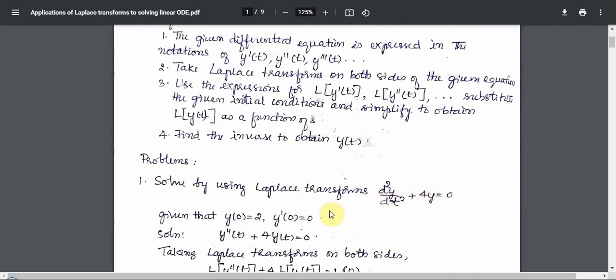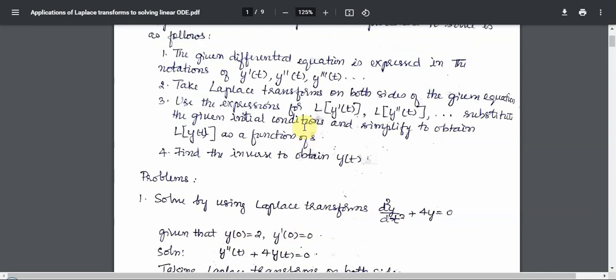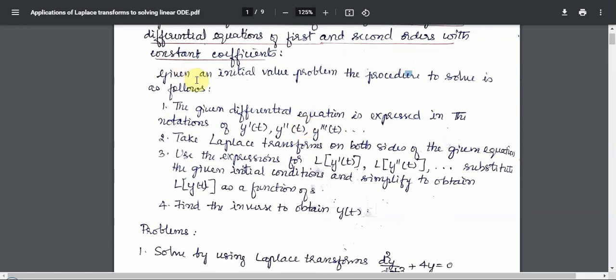And the value of the solution is given at a few points. The value of y at 0 is given to be 2. The derivative of the solution at 0 is given to be 0. Therefore, these are called the initial conditions. Along with the differential equation, it is called the initial value problem.